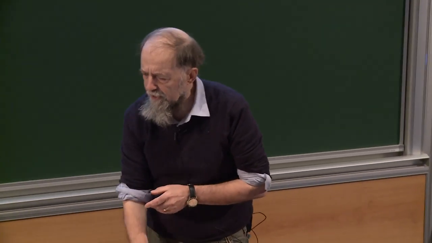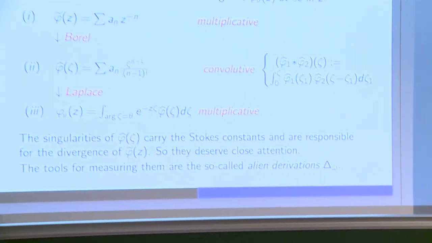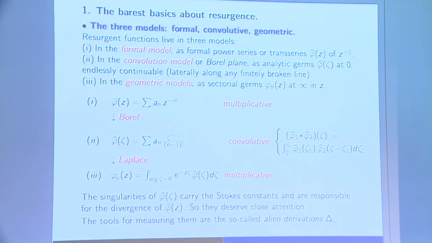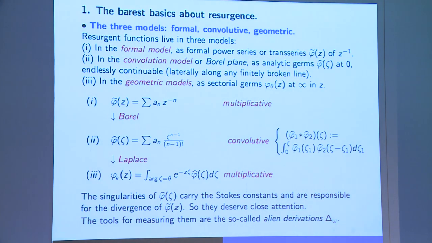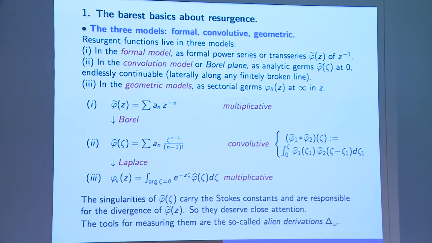Before starting for good, let us get a few reminders quickly out of the way. Resurgent functions, of course, live in three models: in the formal model as formal power series, or more general trans-series, a mixture of powers of z and exponentials, of towers of exponentials. Then they live in the convolutive model, with the operation being convolution. And then in the geometric model, as sectorial germs at infinity. So we start from the formal model, we want to get to the geometric model, but all the work and all the difficulty manifest in the intermediate model, the convolutive model.